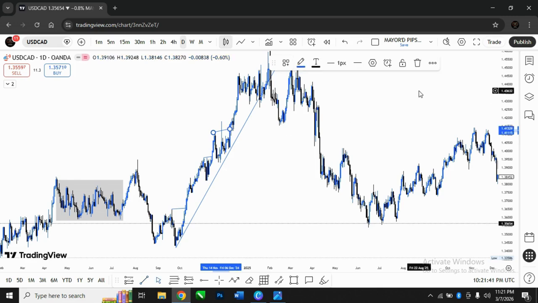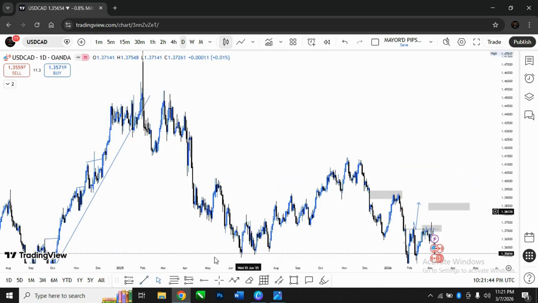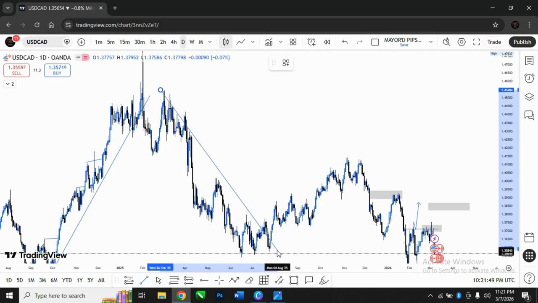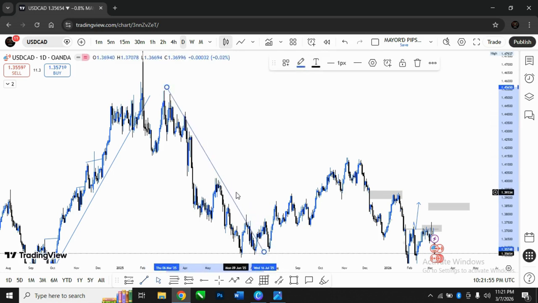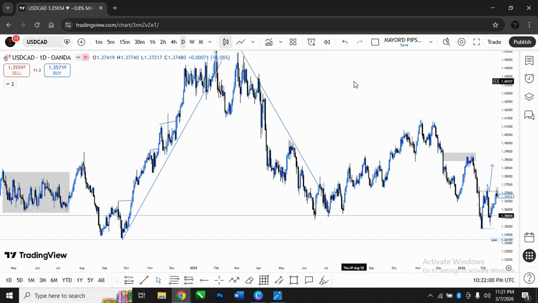So that's it. So for the downtrend, this is a downtrend market. This is a downtrend market. So that is so simple. They are very simple to identify. You just need to understand the structure of the market.